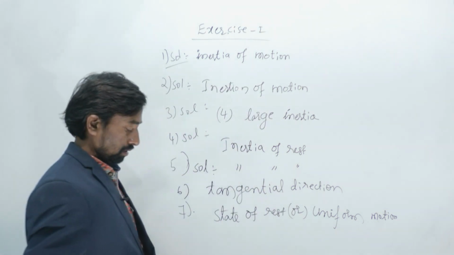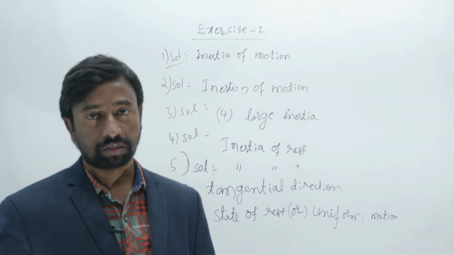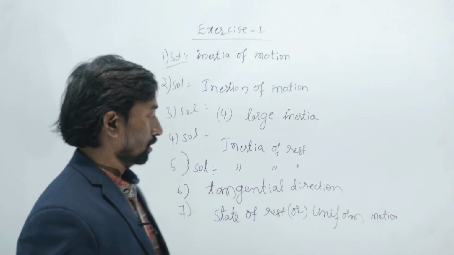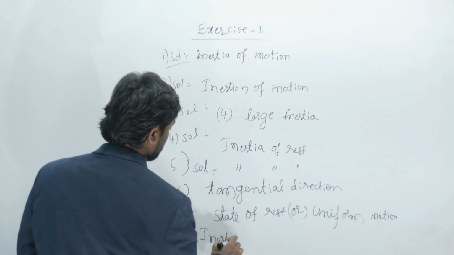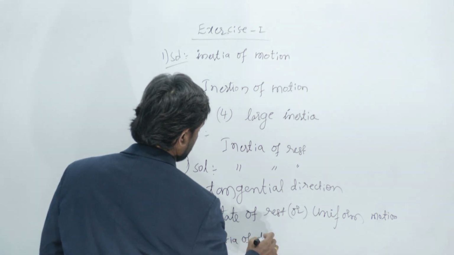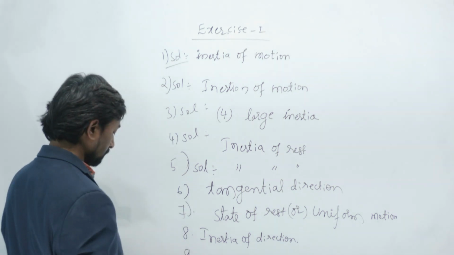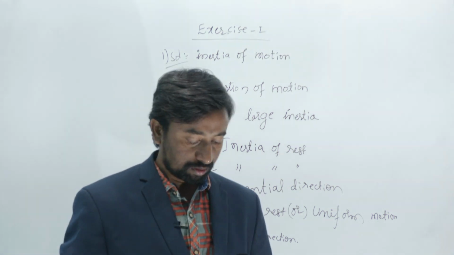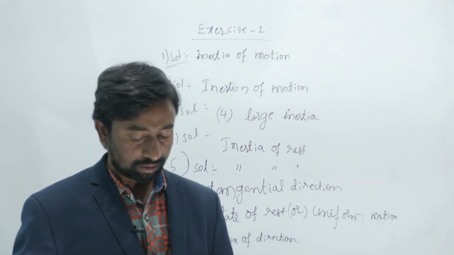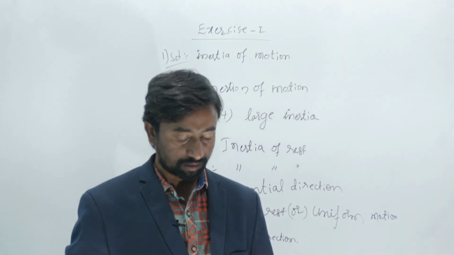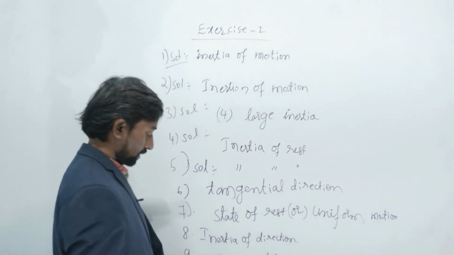Now the eighth one. The tendency of a body to maintain its direction of motion is called inertia of direction. So the eighth one is inertia of direction. And the ninth one: water drops striking a cycle tire are found to leave tangentially. That is also inertia of direction.